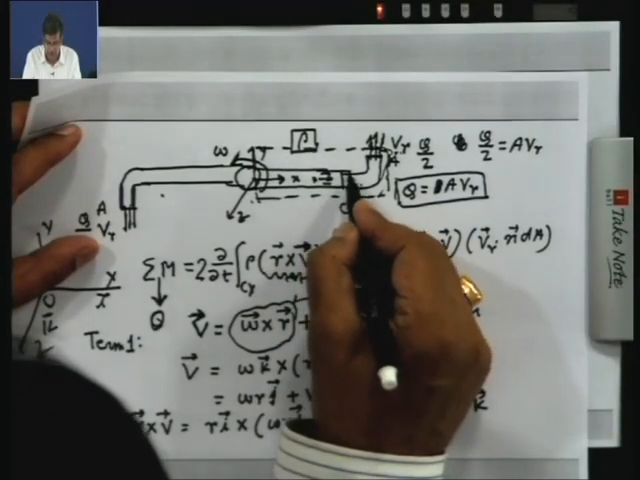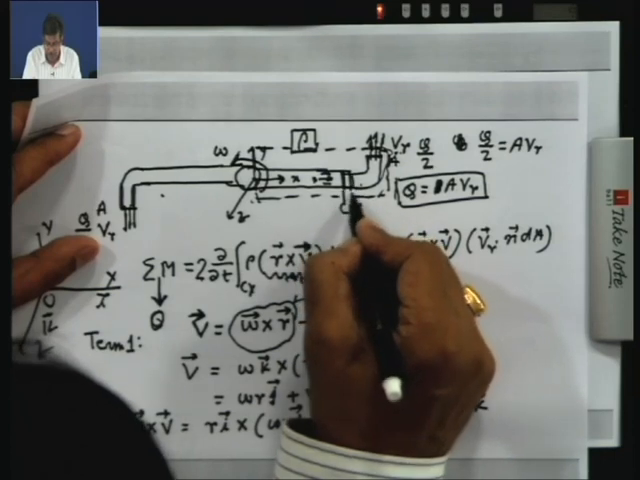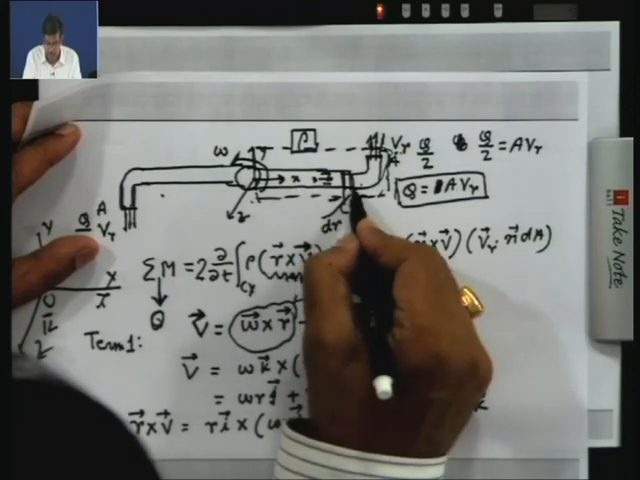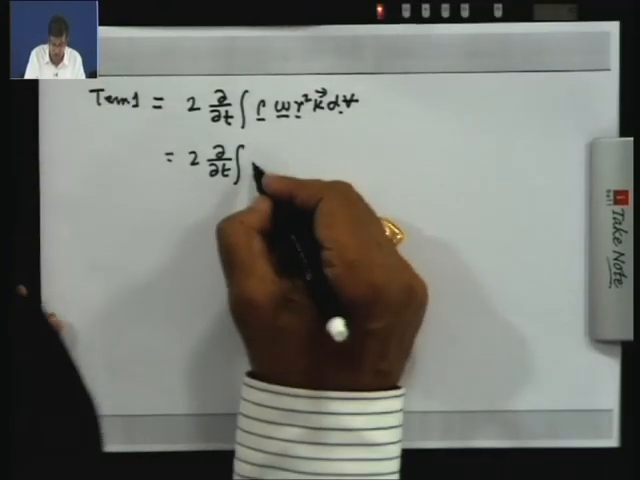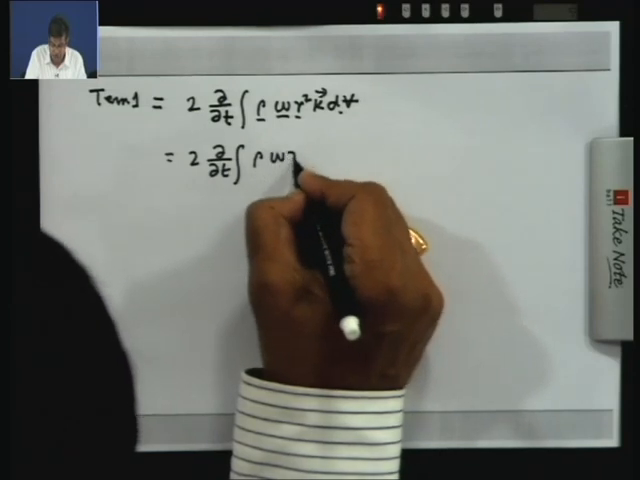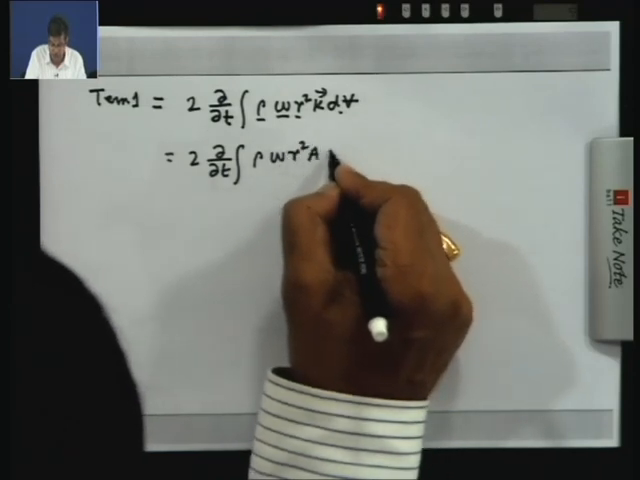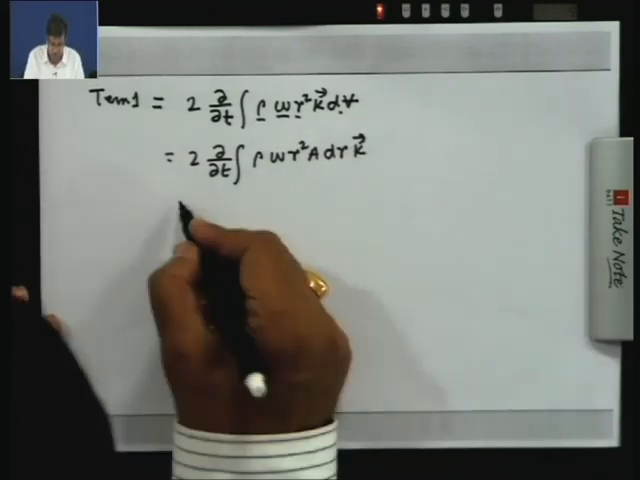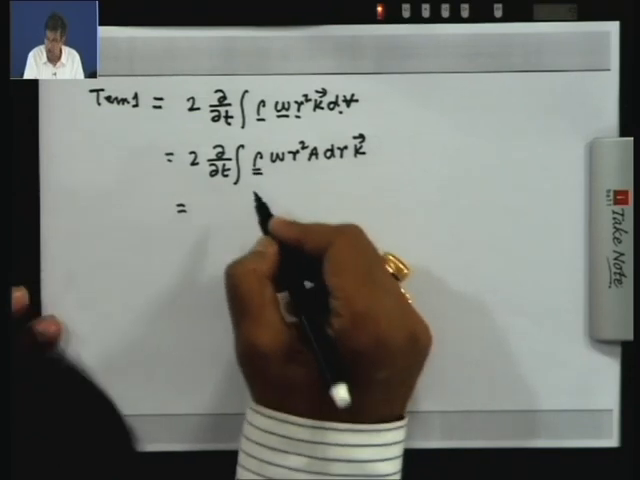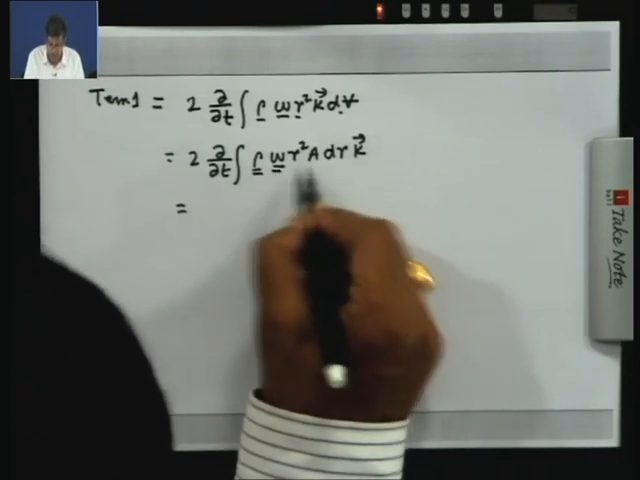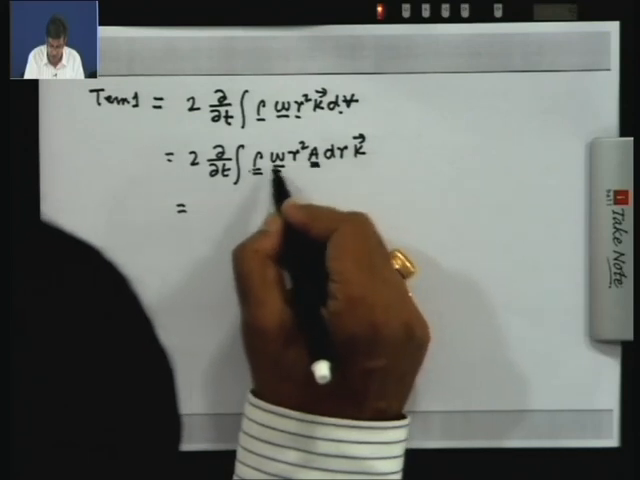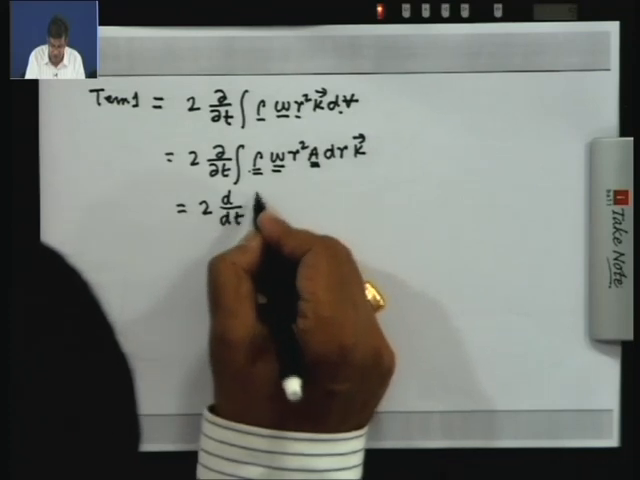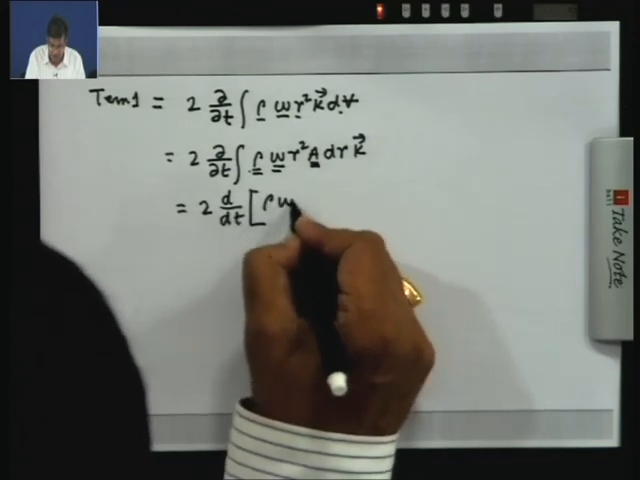dV is written in terms of dr as the cross-sectional area times dr, that means the differential change in the radius vector. If I do that, we get ρ ω r² A dr, in the k sense. ρ is constant by the definition of the problem, ω is constant, and the cross-sectional area is constant. So we get d/dt, since this is changing only with time, of ρ ω A.